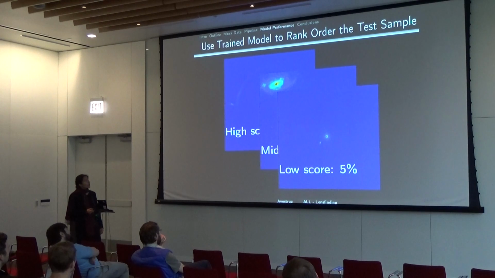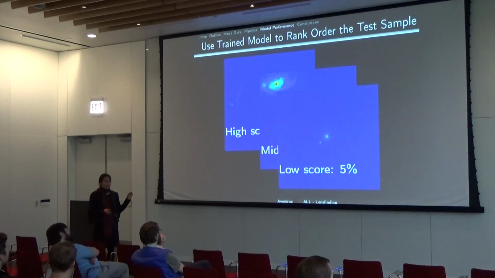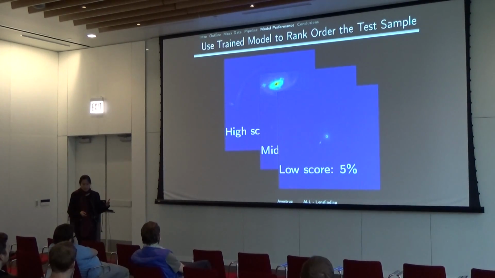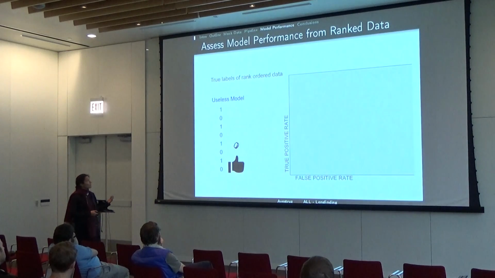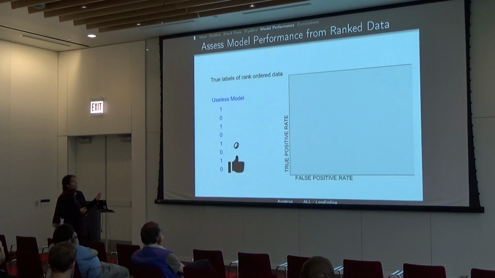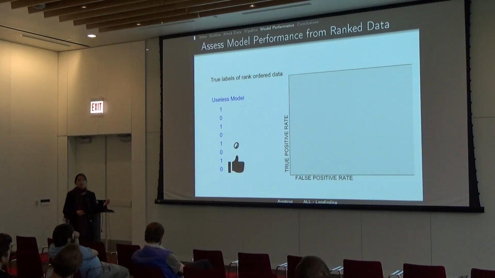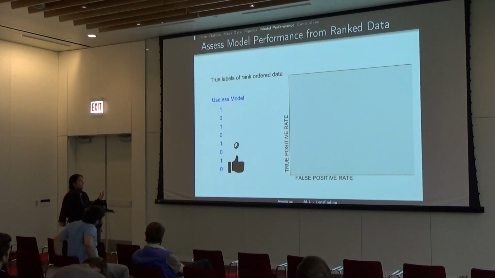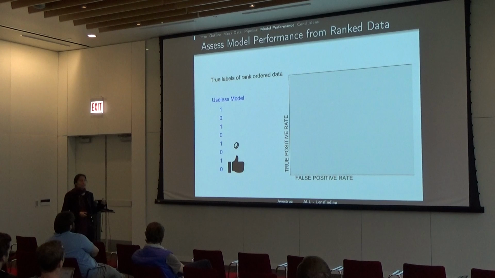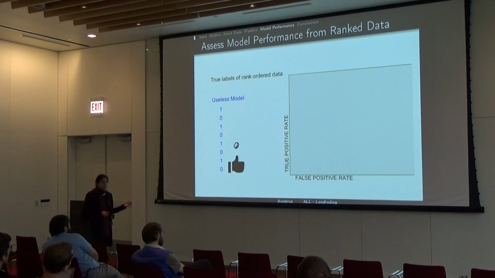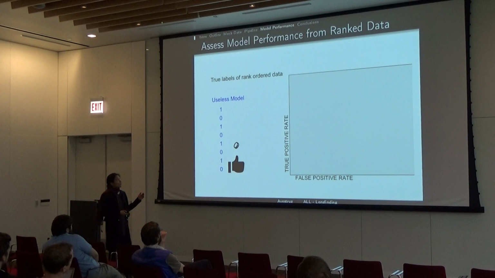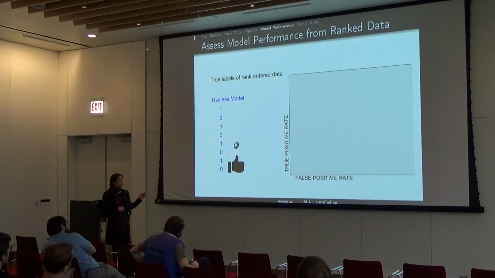So once we've rank ordered our test set based on the trained model, we can now use that to assess the model performance. So let's say we've rank ordered our data, and let's say we actually have a useless model. That's the equivalent of a coin flip. So you collate all of your yes lens, no lens, and they essentially alternate. Your model classifier is equally likely to give a high score to a yes lens as it is to a no lens.